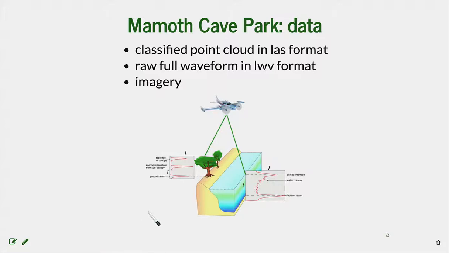That means that for each pulse, you are not getting just the discrete returns, but you are getting an entire function. And from this function, the peaks in the response are extracted, and this is where you are getting the returns. So here you would get 3 returns. The last one is the bare ground. And the same can be done also for LiDAR that penetrates the water surface and is used for bathymetry.